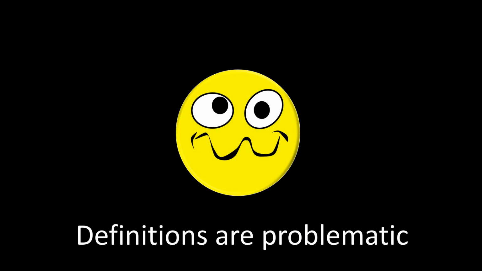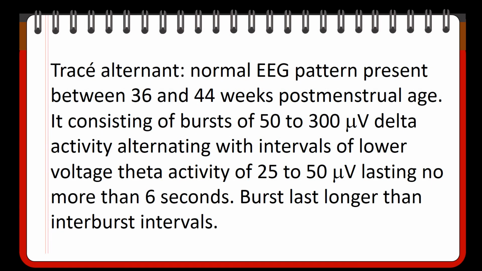Not all agree on the definition of sleep EEG patterns. One definition of tracé alternant is the following. A normal neonatal EEG pattern. It is present between 36 and 44 weeks postmenstrual age, and it consists of bursts of 40 to 300 microvolts delta waves alternating with low voltage theta activity with an amplitude ranging from 25 to 50 microvolts. Bursts should last longer than 6 seconds and certainly last longer than the interburst.